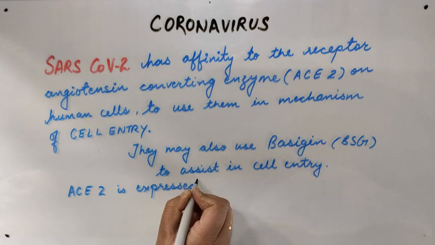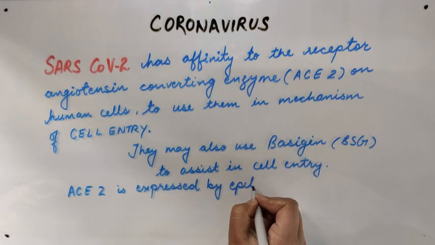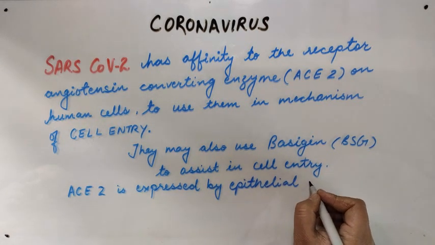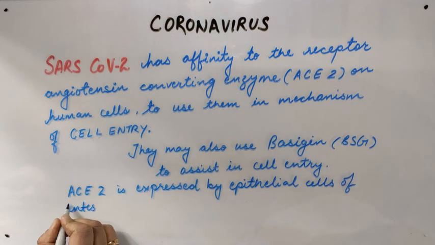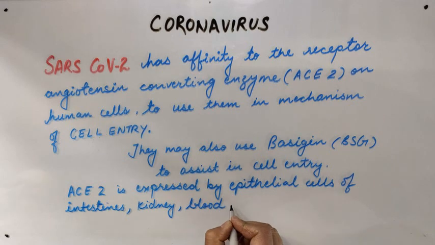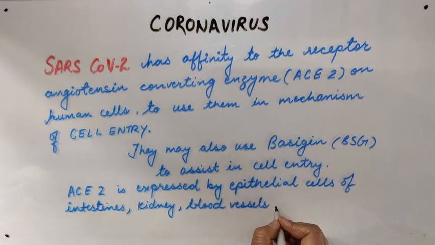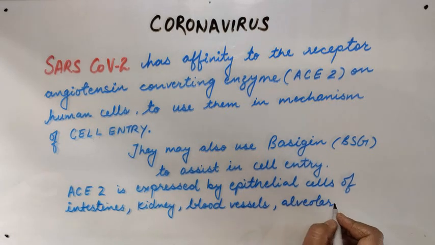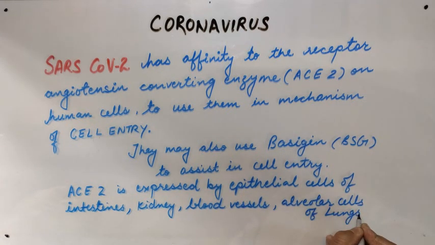Angiotensin converting enzyme 2 is expressed by epithelial cells of intestines, kidneys, blood vessels, and most abundantly in type 2 alveolar cells of lungs. Thus, lungs are affected mostly in COVID-19 disease.